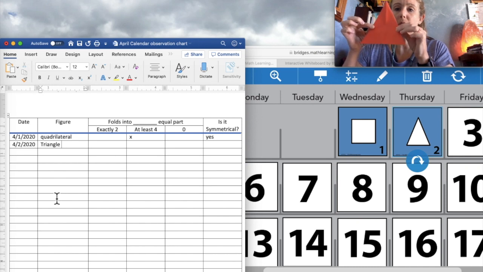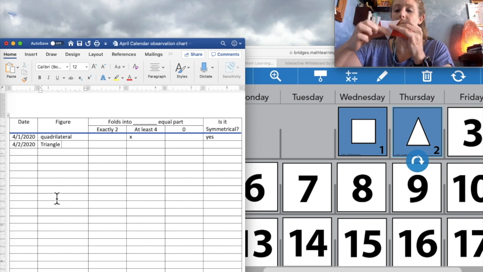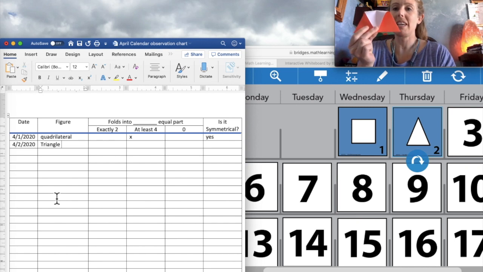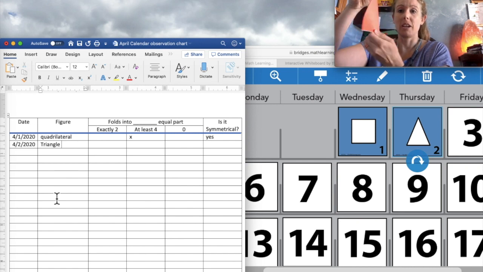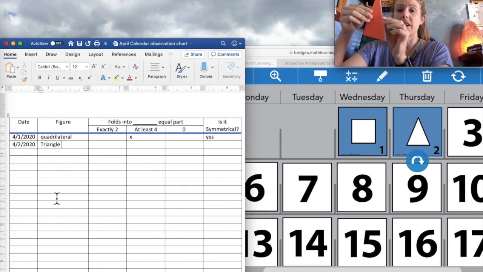And let's try just folding it from the top to this bottom base. If I fold that there, is that folding into equal parts? No, it's not. So let's try it side to side. Now here I have my equal parts. So how many folds into how many equal parts did we have there? That's right, 2. 1, 2.